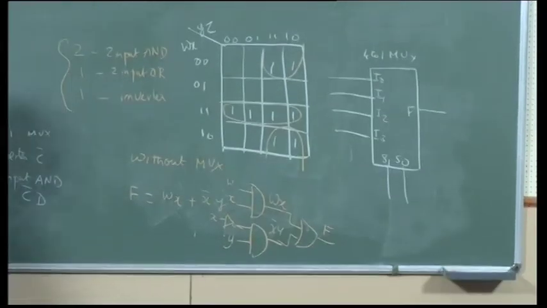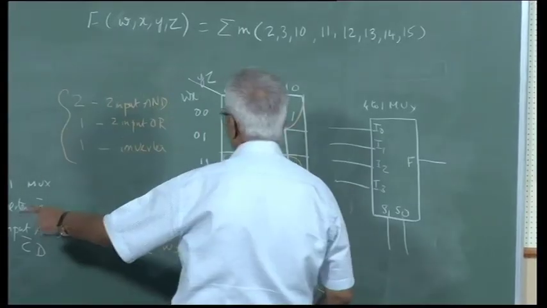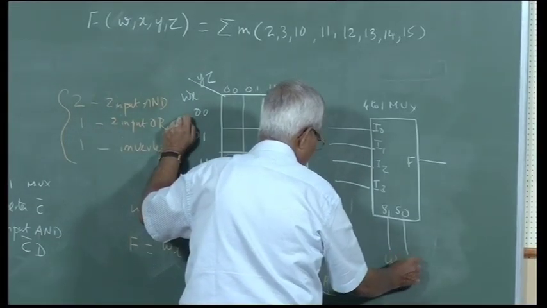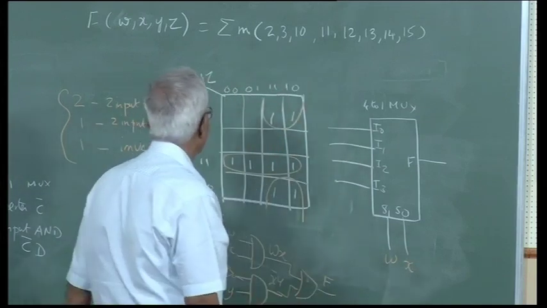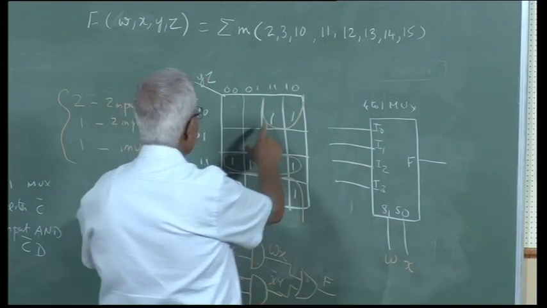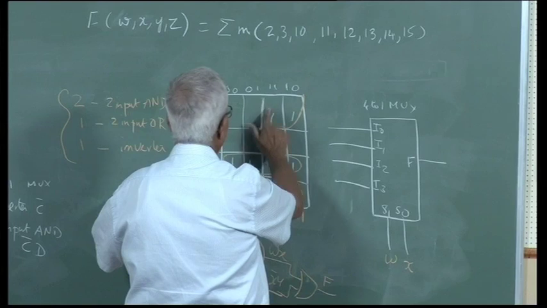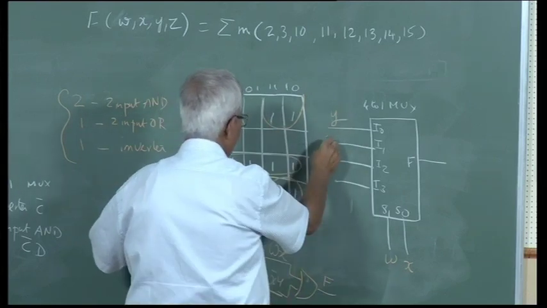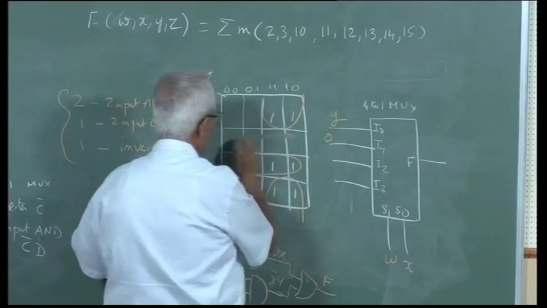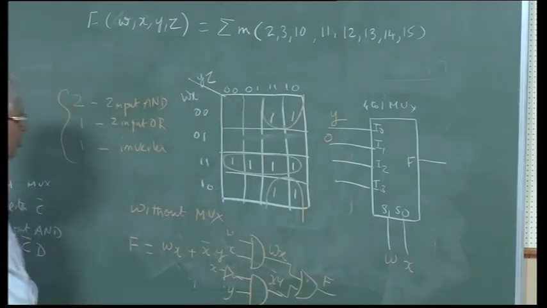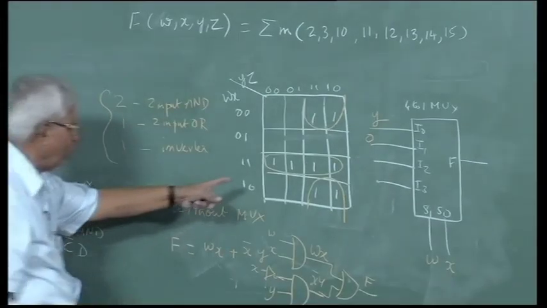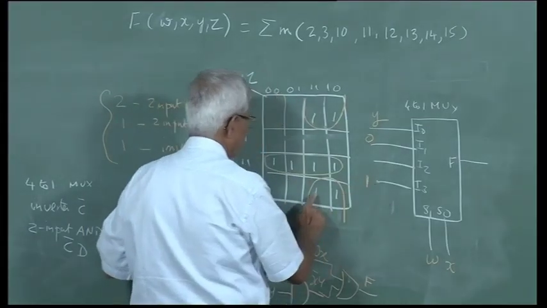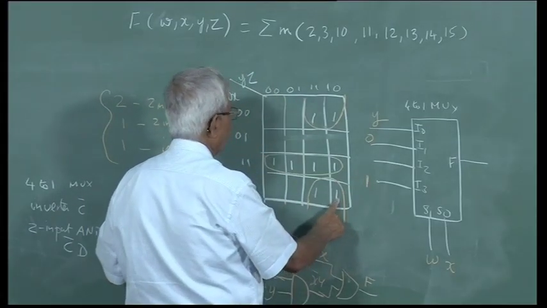Whereas if we do the multiplexer, I will use again Wx as the selector variables. This will be y. This will be 0 because no input, 0. This will be 1, all are 1s. This will be also W, Y.